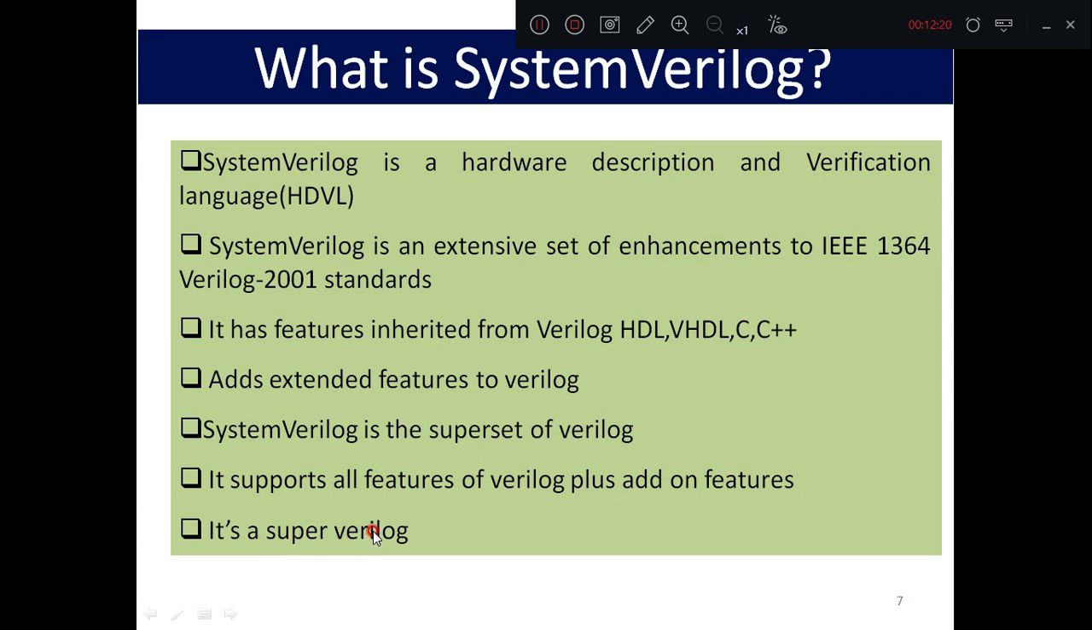In SystemVerilog, there are new data types like logic, and it also supports many concepts like constraint randomization, assertions, and coverage support. There are many constructs which make the verification of SoC simpler with SystemVerilog.